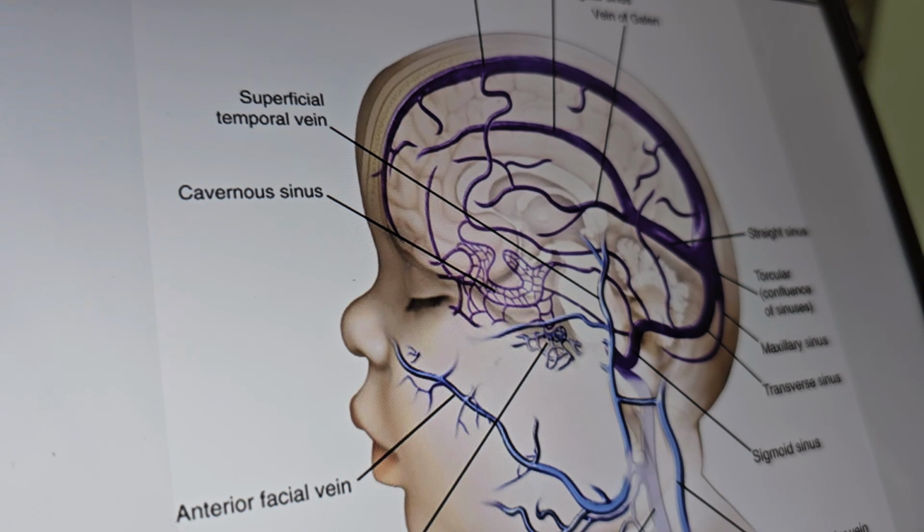And everything in front of you. There is even the cavernous sinus, which has been mentioned very well. Superior temporal vein, you can appreciate here. Anterior facial vein, you can appreciate here. Pterygoid plexus, you can appreciate here. Superior sagittal sinus, you can see.